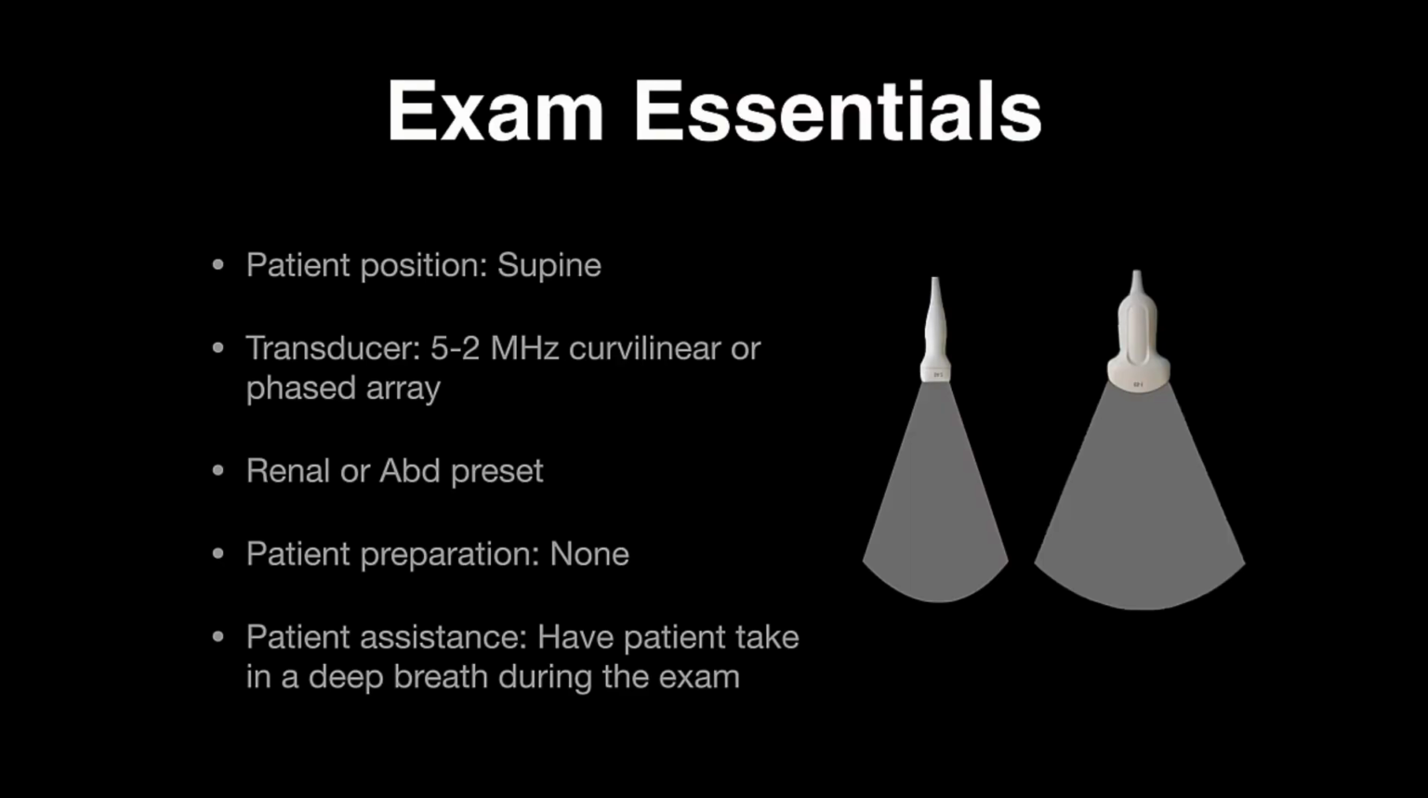So when we do these exams, we're basically using the perihepatic, perisplenic, and pelvic windows from the FAST exam. So these are crossover windows you're familiar with. Again, patients are supine or potentially in the lateral decubitus position. In adults, we're going to be using the 5 to 2 megahertz, either curvilinear or phased array probes. You always want to make sure you're in the correct preset.